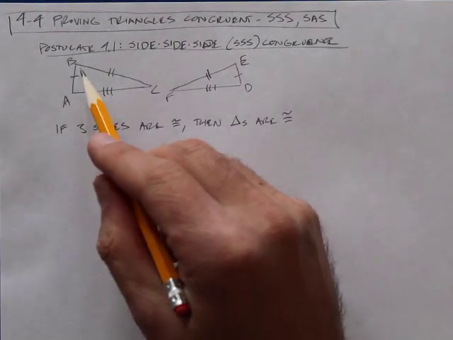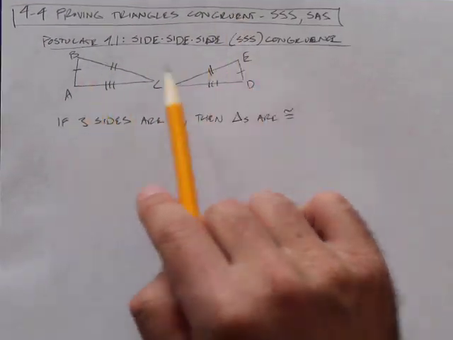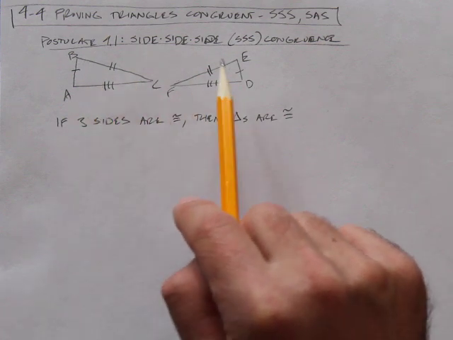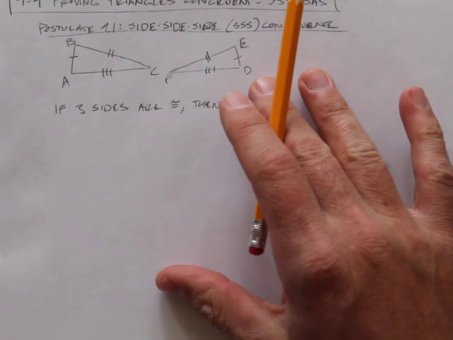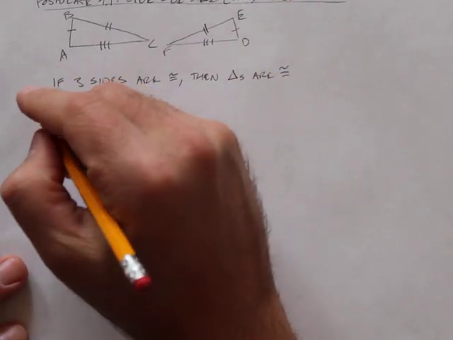So if we know that the corresponding sides are all congruent, then we also know that the angles are going to be congruent as well, so the triangles are congruent. Let's do an example.